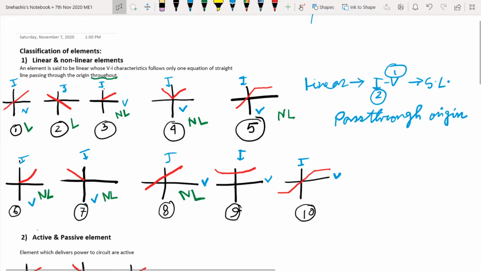What about diagram number 9? Obviously it is also not passing through origin nor a straight line, so it is clear cut that it is a nonlinear element. Now in diagram number 4, you can see it is passing through origin, that's true, but in both the coordinates after a certain time it is not maintaining the straight line criteria, so it is also a nonlinear element. Okay.